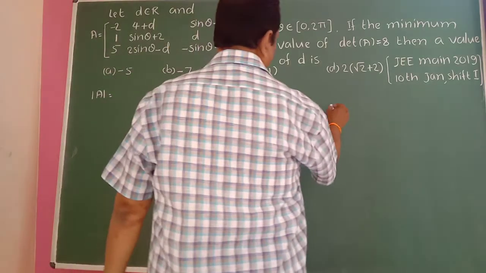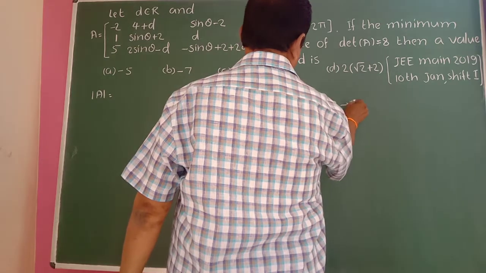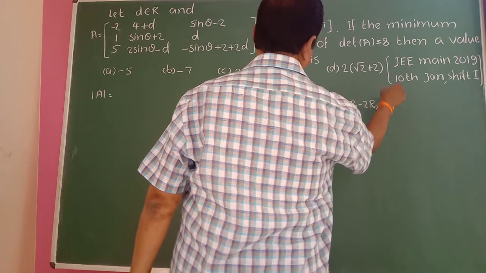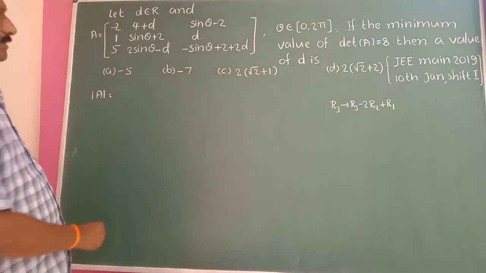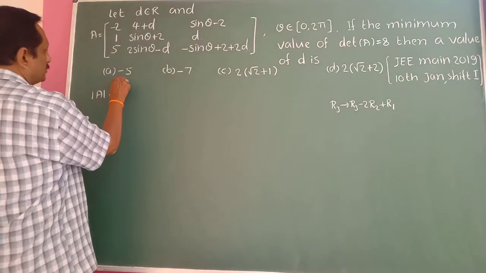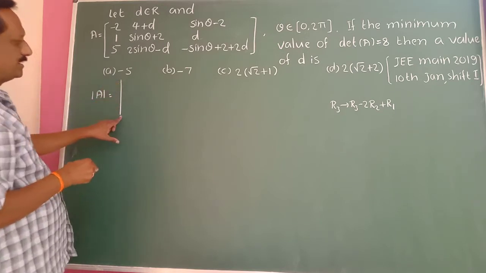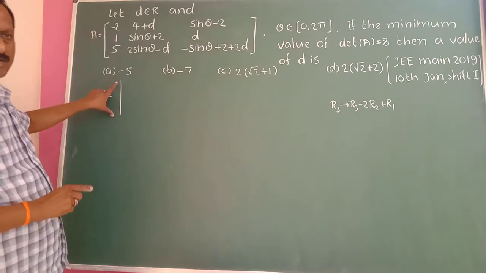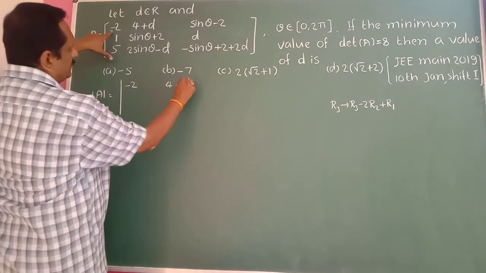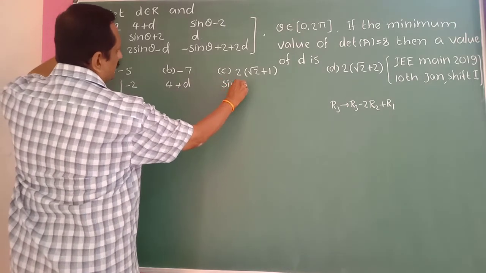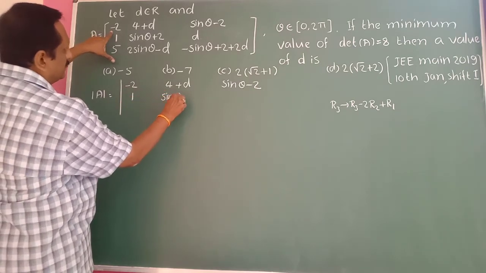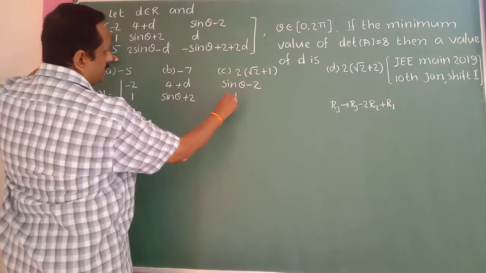Here take R3 goes to R3 minus 2R2 plus R1. Therefore, only the third row changes here. The first two rows keep as they are. This is a matrix and this is a determinant, remember it. So minus 2, 4 plus d, and sin theta minus 2. Then write here 1, sin theta plus 2, and write here d.